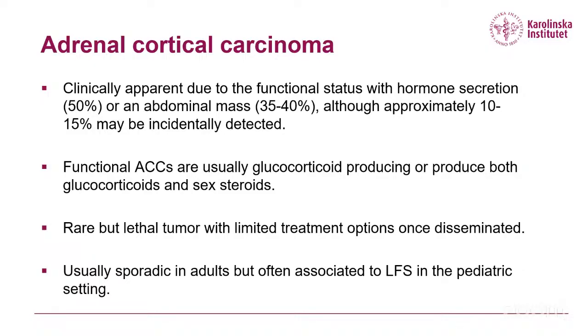So these tumors, I would say 50% of them are non-producing, so they are just discovered as an incidental mass of the adrenal or an abdominal mass. And 50% of them are hormone producing, and they are usually cortisol producing or cortisol and androgen producing, meaning that they will show symptoms of virilization in females and also signs of Cushing syndrome in both male and female patients.